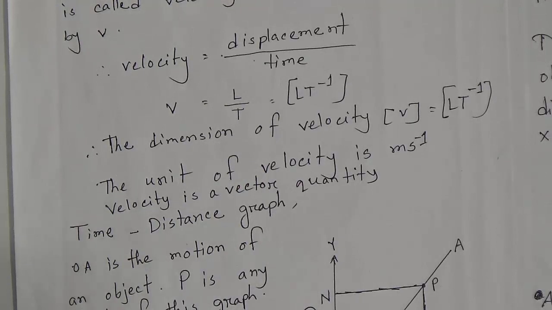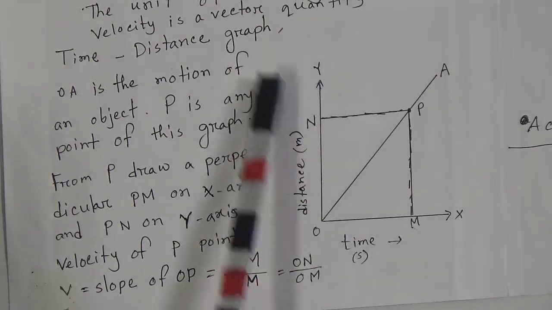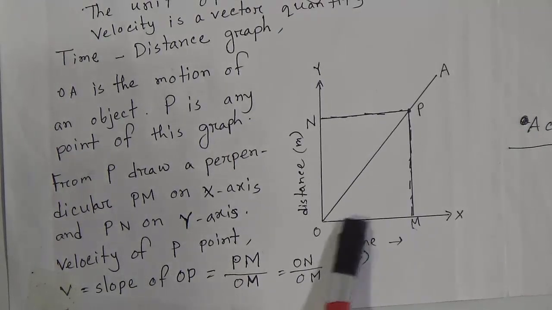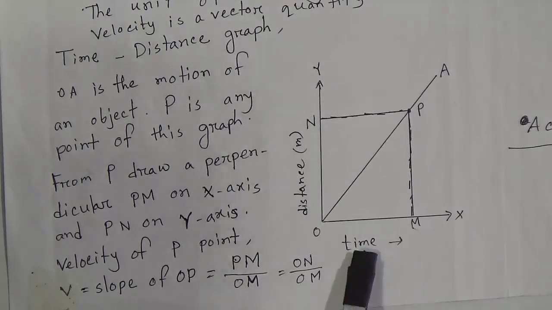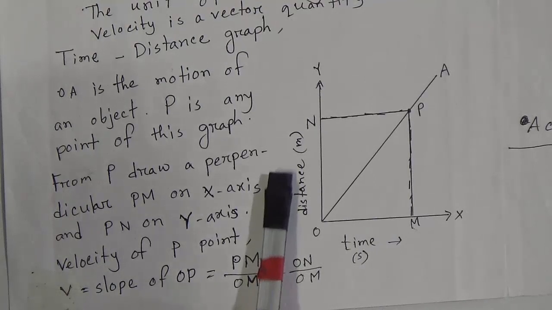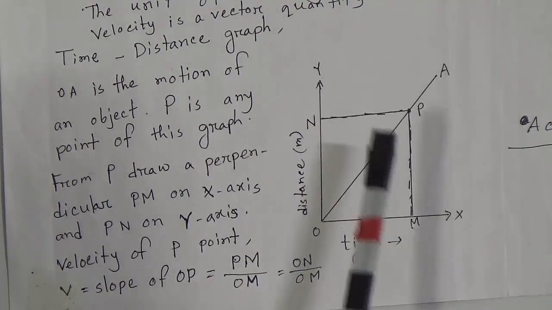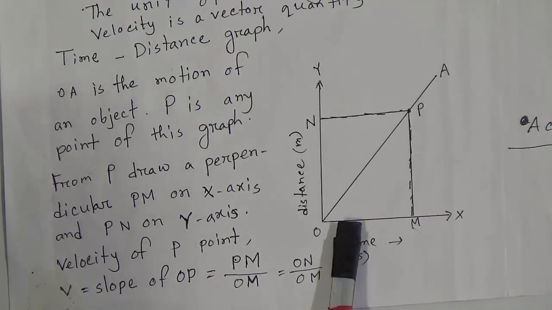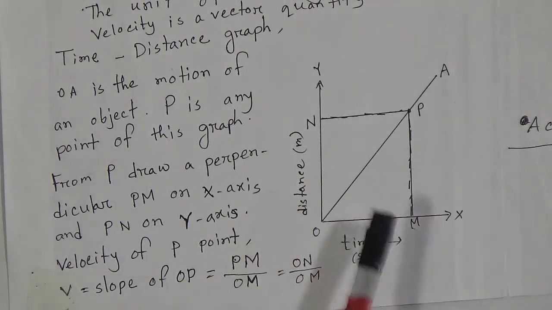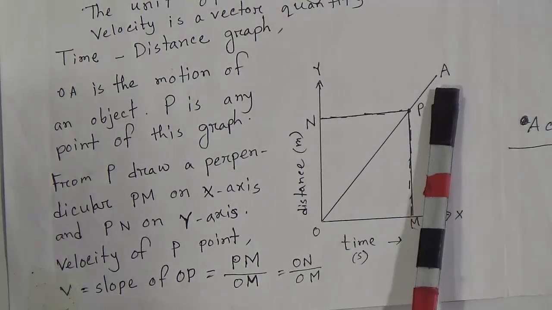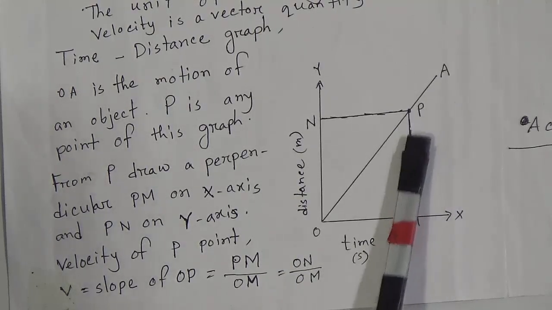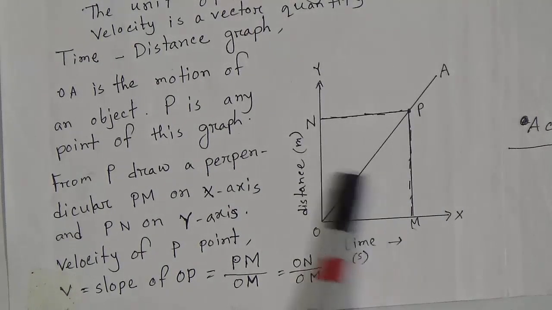Then you have to explain this velocity with a figure, with a diagram. So my dear students, you have to draw a figure like this. This is the OX axis, this is the OY axis. On the OX axis is time, and on the Y axis you can write the distance, that is meter. Then draw a figure. Suppose this is a time-distance graph. We can see that OA is the motion of an object, and P is any random point of this graph.